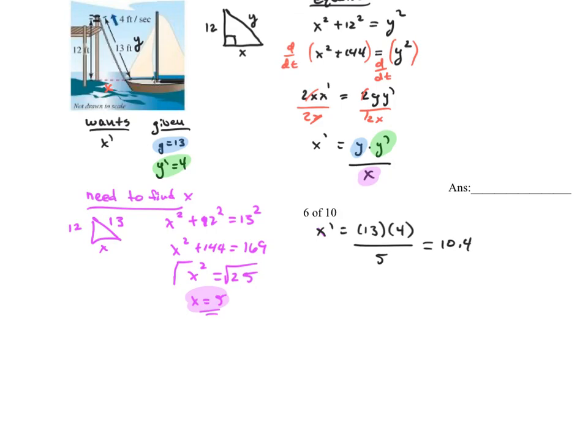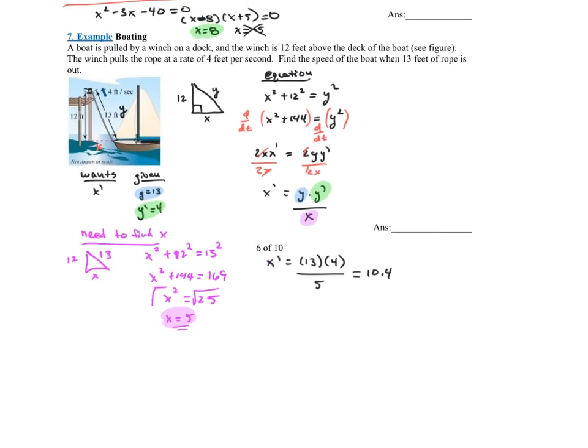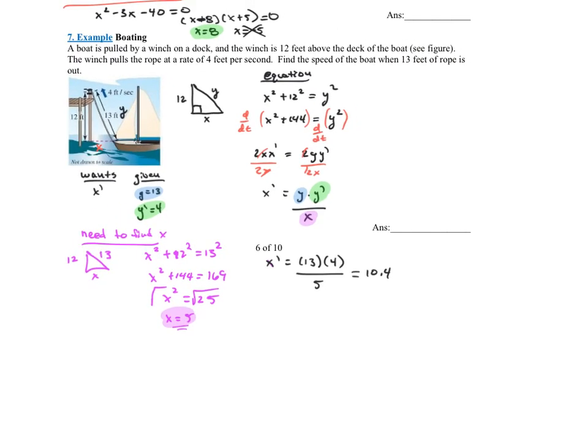Let's think about this. x is a distance, and that's measured in feet. With respect to time was in terms of seconds. So this would be 10.4 feet per second.